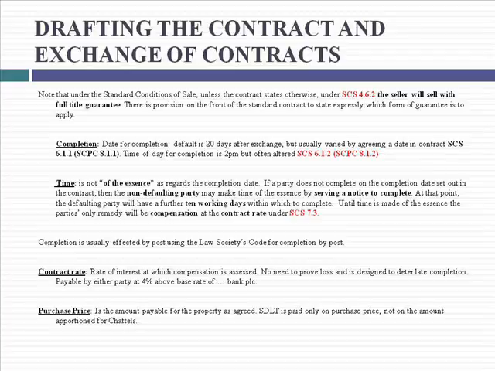Contract rate of interest, at which compensation is assessed. There is no need to prove loss, and it is designed to deter late completion. It is payable by either party at 4% above the base rate of Barclays Bank PLC. Purchase price is the amount payable for the property, as agreed. SDLT is paid only on the purchase price, not on the amount apportioned for chattels.